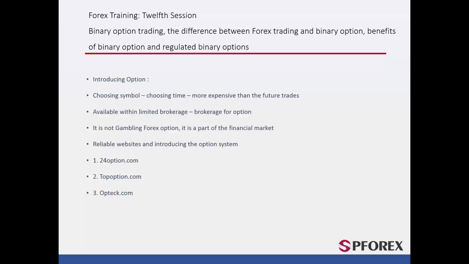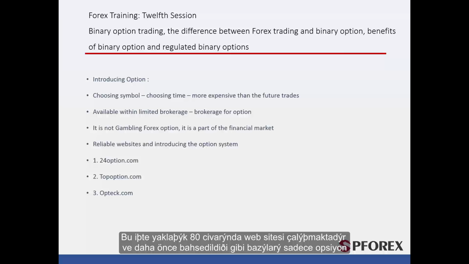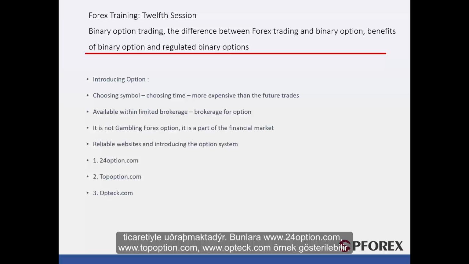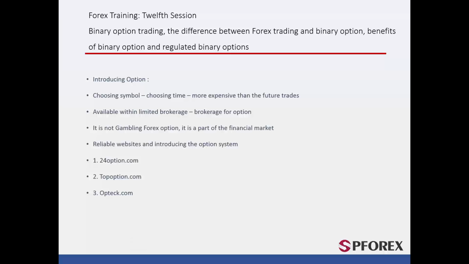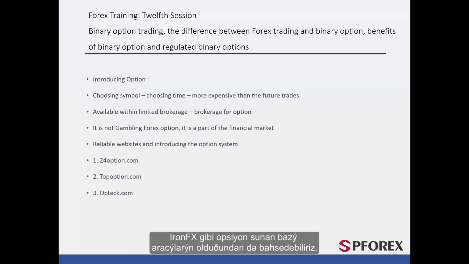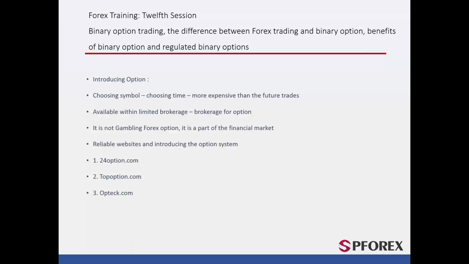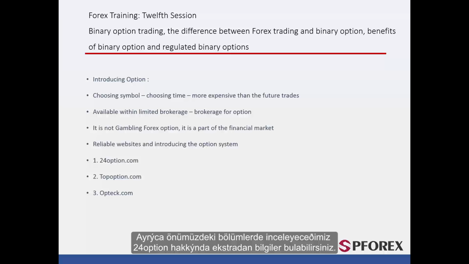Reliable websites. Around 80 websites are operating in this business, and as mentioned earlier, some are working with option trades. Specifically, namely, 24option.com, topoption.com, and optech.com. It is worth mentioning that there are a number of brokerages which offer option, like IronFX. If you look at our website, in the options section, you should be able to find all the information you need to know about this type of trade. There is also some extra information about 24 option, which we will look at in future sessions.